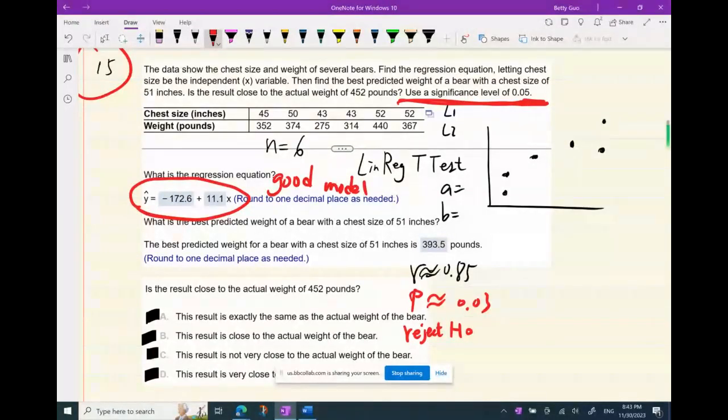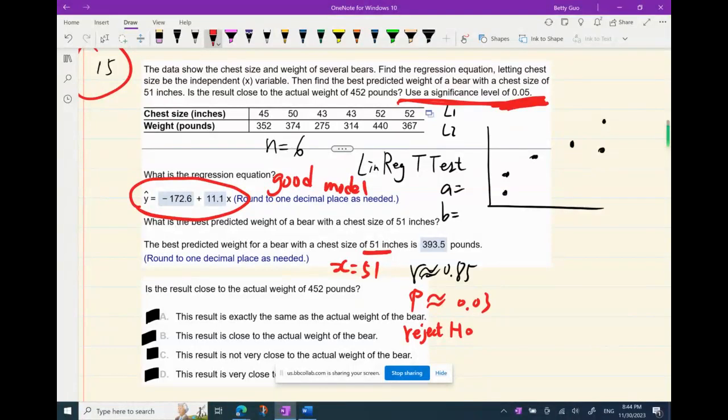Yeah, so we need to be very cautious. It really depends on the significance level, the criteria. Since it's a good model, we are able to predict the Y value using the model. So we're gonna plug in x equals 51, okay? Let's see what we have. So we have a negative. Don't forget, the negative sign is different from the minus sign on the calculator.